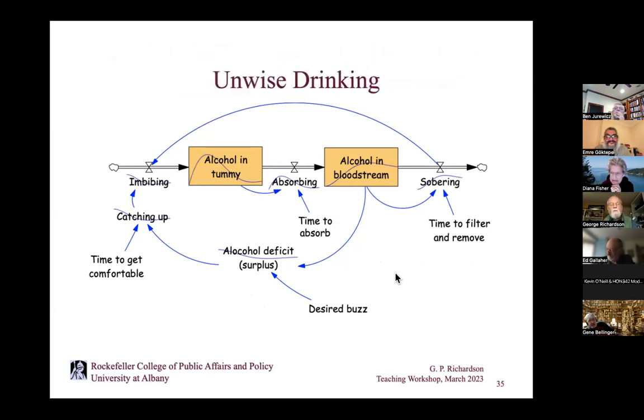This model is very instructive. You could play with it with your kids. They want to get buzzed, so they drink, and they get alcohol in their tummy, and it flows into alcohol in the bloodstream. This is where the buzz comes from. And eventually that alcohol in the bloodstream disappears, and we're fine.